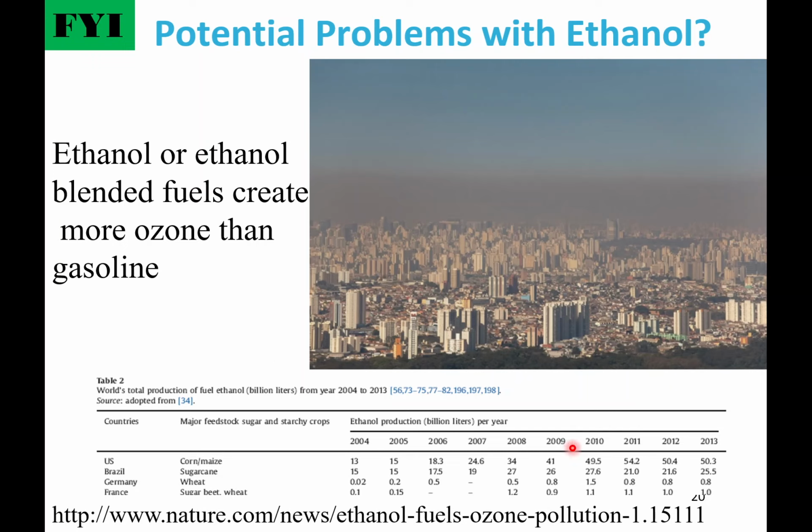Okay, and then this table is kind of interesting. It just shows you from 2004 to 2013 how much the production of ethanol increased, especially in the United States. Okay, it went up quite a bit during that time. Off the top of my head, I'm not sure if it has continued to go up or if it's sort of leveled off.